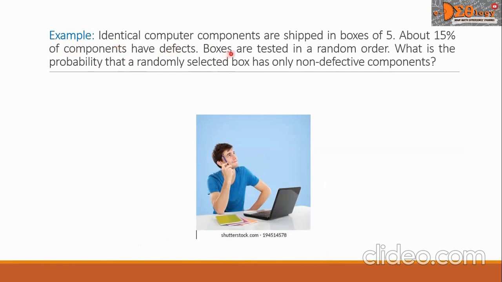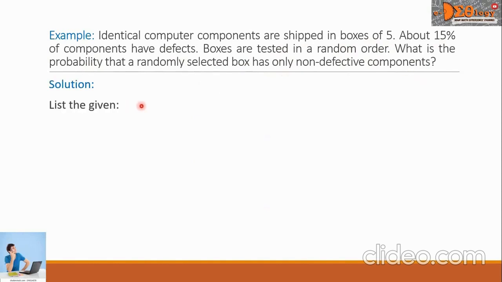Identical computer components are shipped in boxes of 5. About 15% of components have defects. Boxes are tested in a random order. What is the probability that a randomly selected box has only non-defective components?